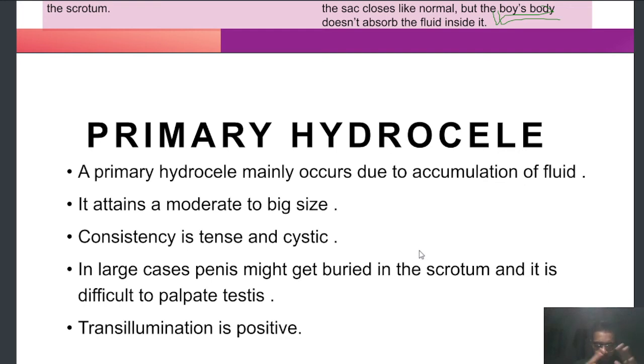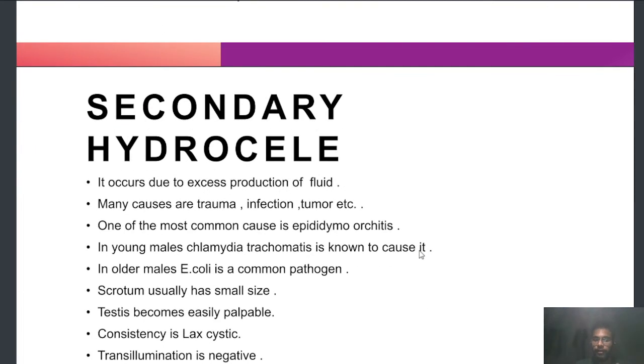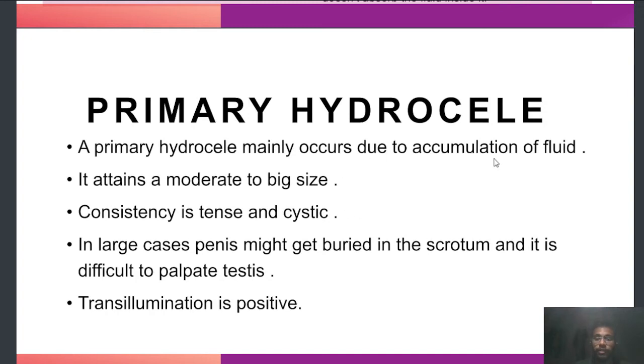Now, primary hydrocele is divided into many types. We'll take a look at it in our last slide. So this is what a primary hydrocele actually is. Now moving on to secondary hydrocele. Secondary hydrocele basically takes place due to excess production of fluid. In the cases of the primary one, there is accumulation of fluid.